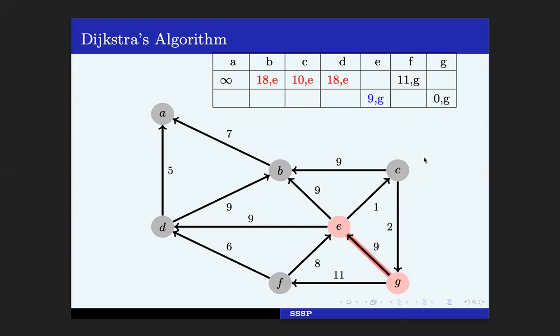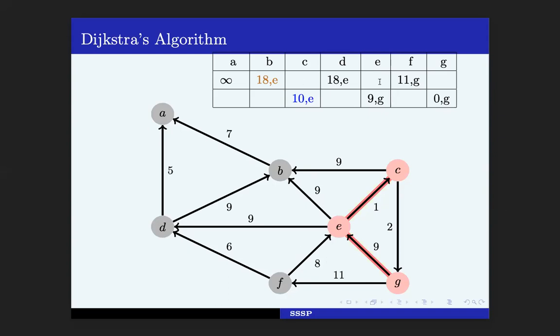Once I make C completely explored, I have to look at all its out neighbors. B is an out neighbor of C, and C is reachable with 10. If I go from C to B, then B is reachable with 10 plus 9, which is 19. But 19 is bigger than 18, which is what is stored. So I will not update the shortest path. Although I have made C completely explored and checked B, it has not been updated. B still says that the shortest path from G to B is via E, and it is 18, not via C.